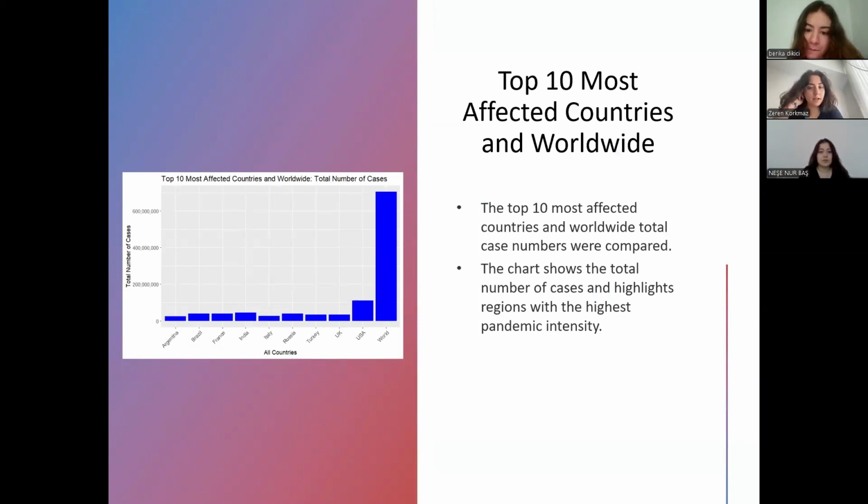Below are the 10 countries most affected by the pandemic and the total number of cases worldwide. The graph helped us compare the total number of cases of the countries and identify the regions where the epidemic is most intense.